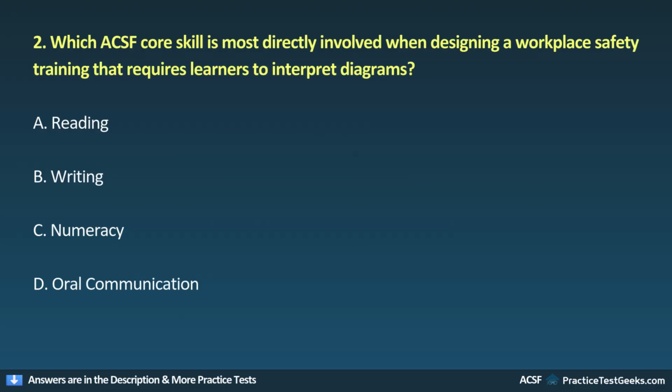2. Which ACSF core skill is most directly involved when designing a workplace safety training that requires learners to interpret diagrams? A. Reading. B. Writing. C. Numeracy. D. Oral communication.